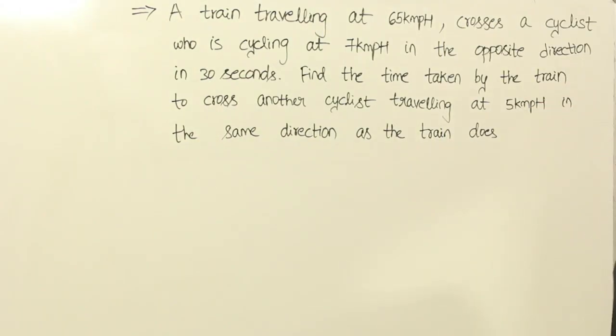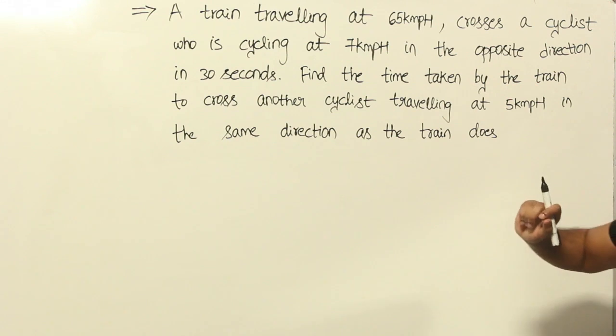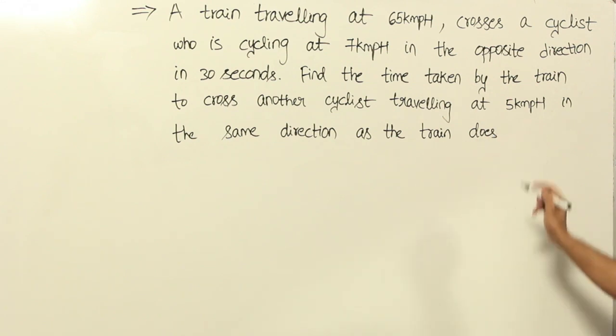A train traveling at 65 kilometers per hour crosses a cyclist who is cycling at 7 kilometers per hour in the opposite direction in 30 seconds. Find the time taken by the train to cross another cyclist traveling at 5 kilometers per hour in the same direction as the train does.